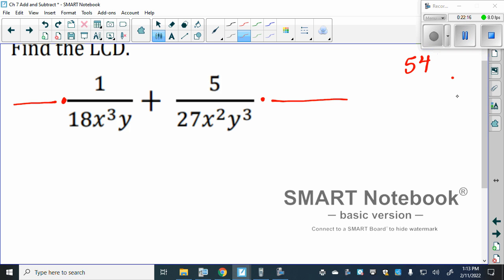Looking at 27, what do we need to multiply 27 by to get 54? 2, because 2 times 27 would get us to 54. Now what times 18 will get us to 54? 3. And we could have also done it in the calculator, 54 divided by 18 and 54 divided by 27, to see what they would be.